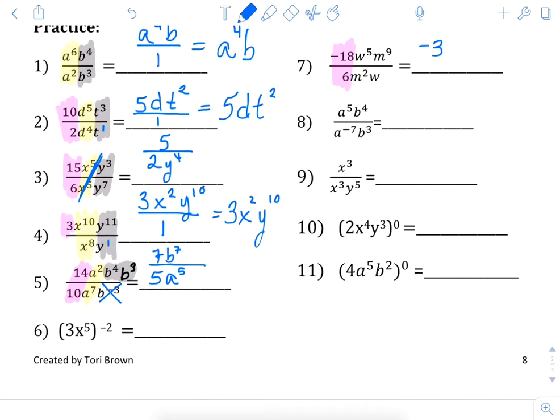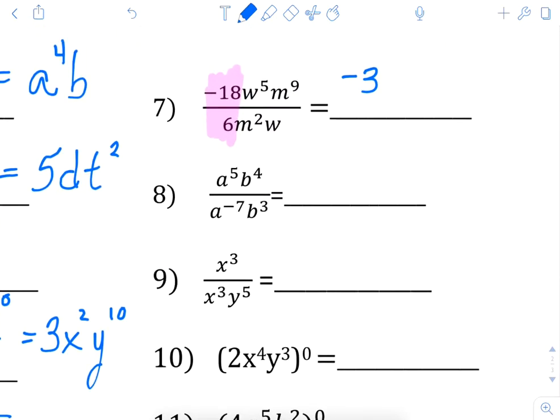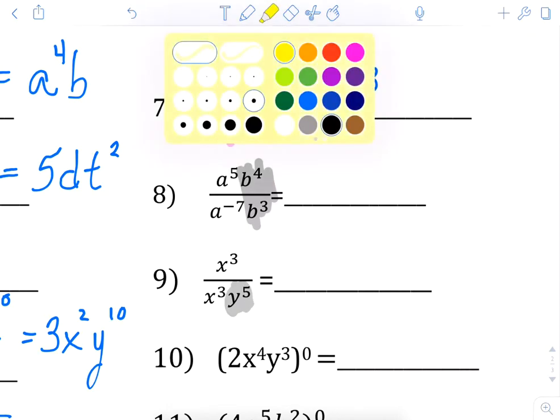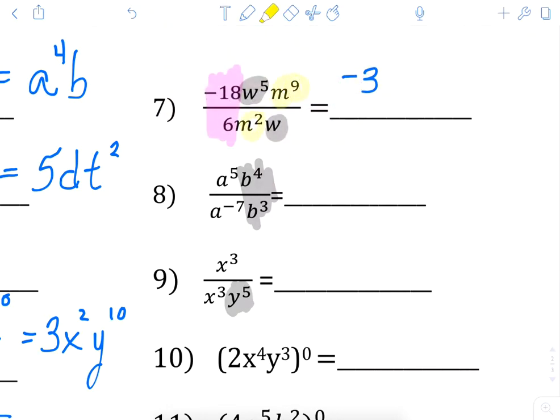All right, I'm going to skip number 6 for just a second. Let's finish out 7, 8, and 9 real quick. Okay, problem 7. I'm going to go ahead and highlight these. We got W's on top and bottom. And we have M's on top and bottom. So let's start with M's. Let's just go alphabetically. Who has more M's? The top, right? 9 minus 2 makes 7. So I'm going to have 7 M's left over on the top.